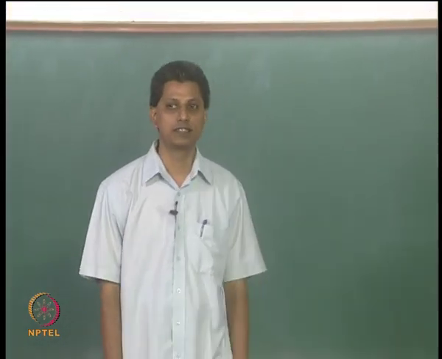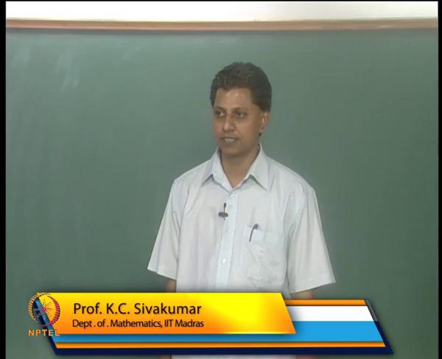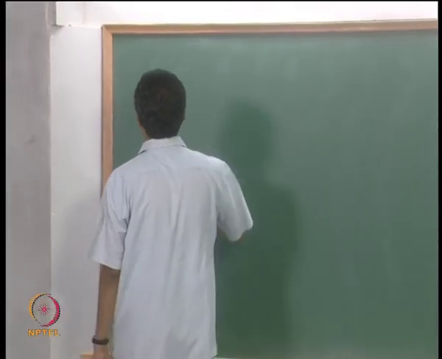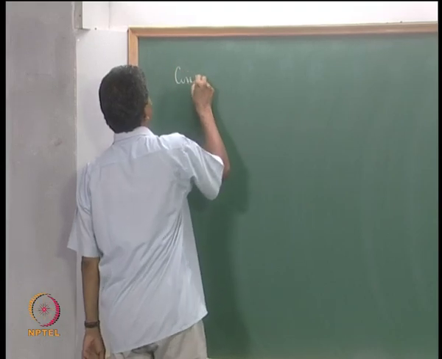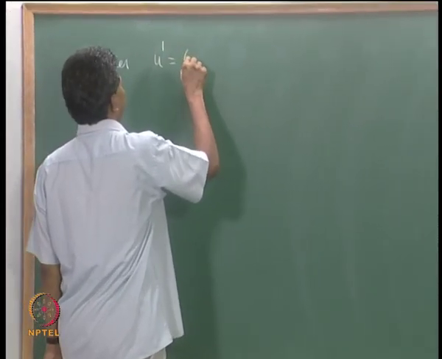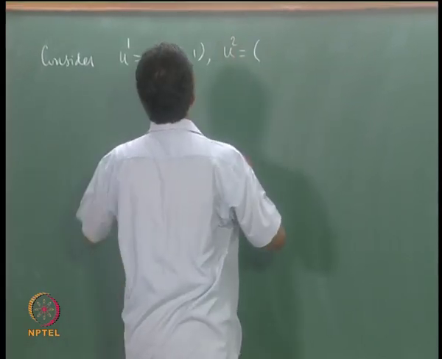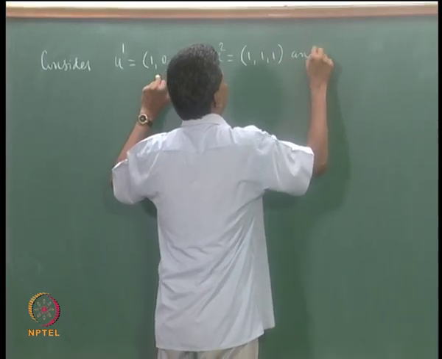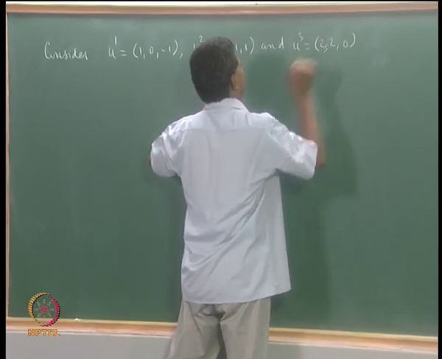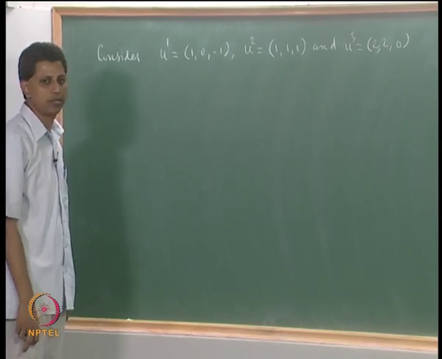We are discussing the notion of dual basis. Let me start with an example, where I show how a dual basis corresponding to a basis of R3 could be constructed. Let us consider the following vectors. The last vector is (2, 2, 0). You can verify that these three vectors form a basis of R3.